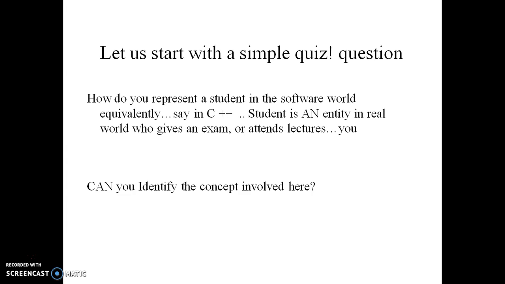So typically the answer would be that in the C++ language, we would represent a student as a class and capture the student's age, address, the subclass that he belongs to, the subjects that he would like to appear for the exam, and attendance and so on. This concept is called abstraction.